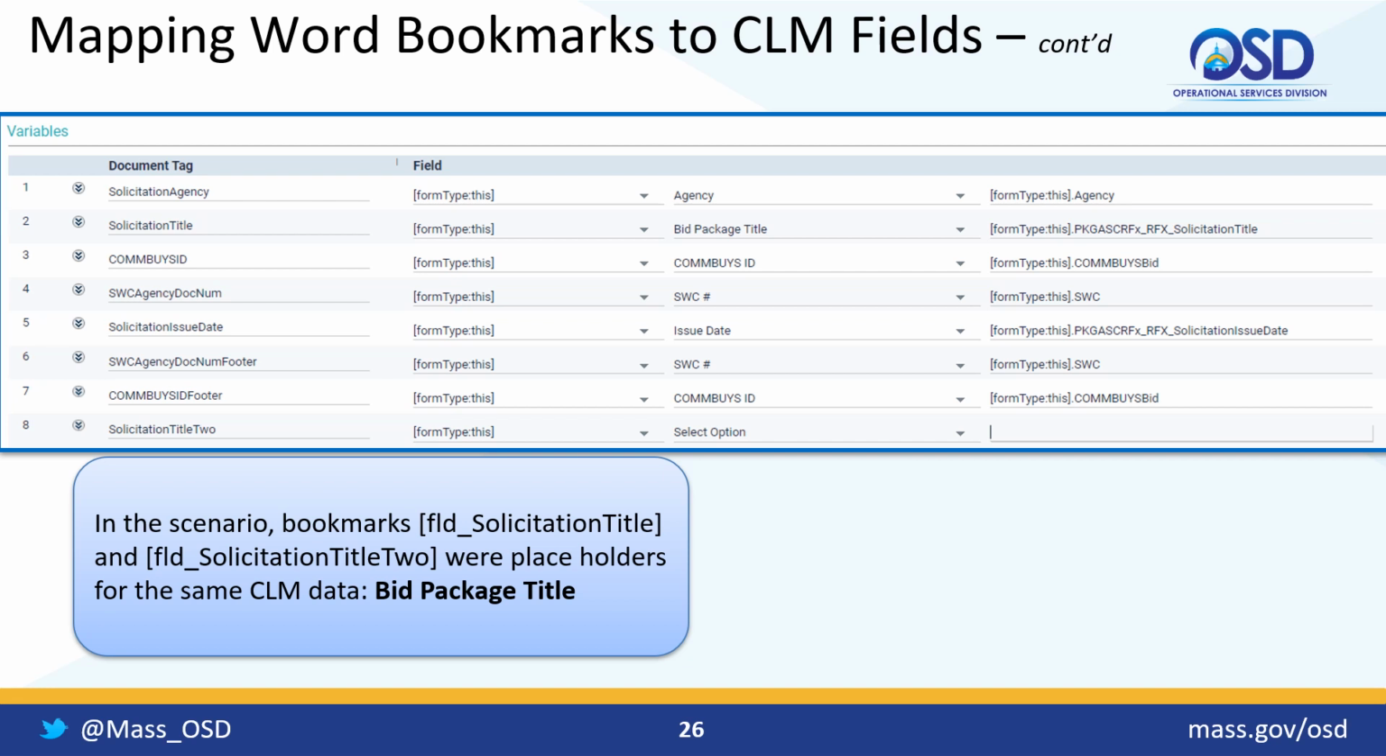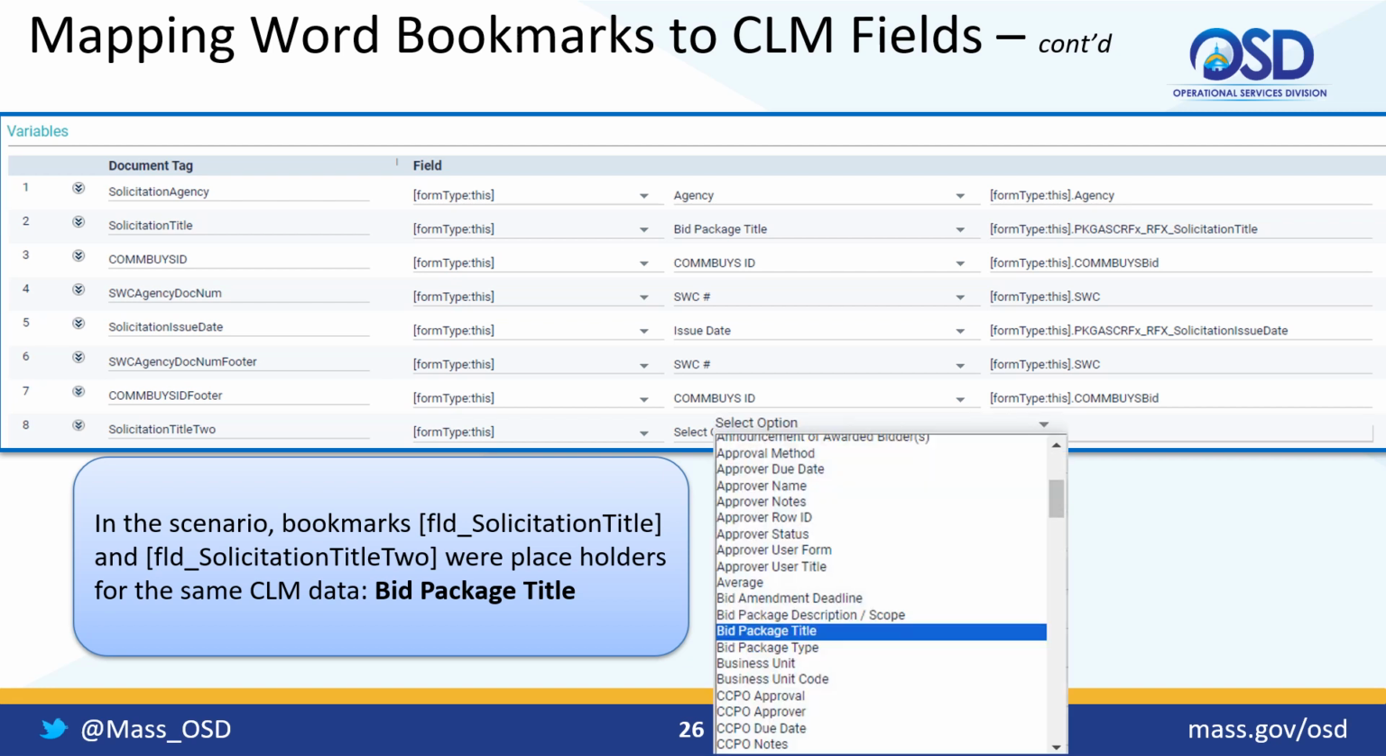Click the Select option down arrow to see what the options are now that the field column has been filled in. Remember, in our scenario, we created a new bookmark, FLD_solicitation title 2, as a second injection point for the bid package title. So here, we would select bid package title from the list.